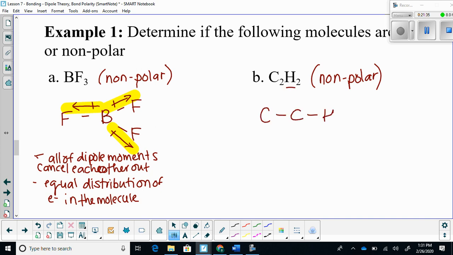You have your two central atoms bonded to hydrogen. Let's draw our arrows now. Carbon is more electronegative. The arrows are going to be a little bit smaller because the electronegativity difference is smaller. Same thing here. We're going to point towards the carbon. I am not drawing a dipole moment between the two carbons because they cancel each other out. The electronegativity difference between carbon and carbon is 0. Therefore, I will not draw an arrow.